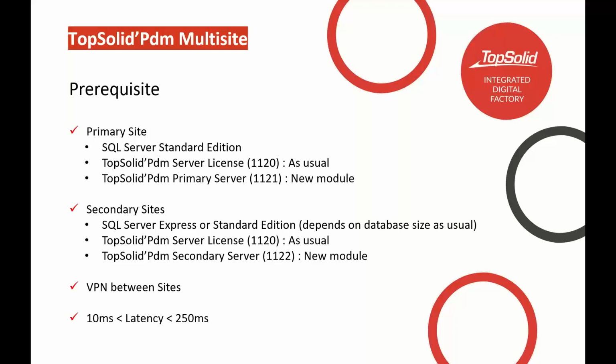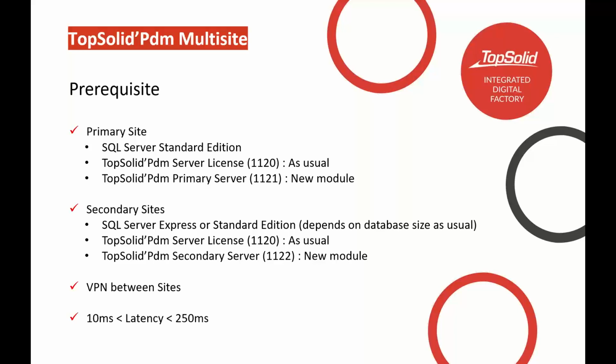The secondary sites, you would have a SQL Server Express or Standard Edition. Again, depends on database size. Then you would have a TopSolid PDM server license, and then you would have a secondary server license, and that's module 1122, again, a new module. So each site, just to summarize, requires a PDM server license. And then depending on what the site is, if it's your primary server site, that site gets the primary server license, and then each secondary site would get a secondary server license.